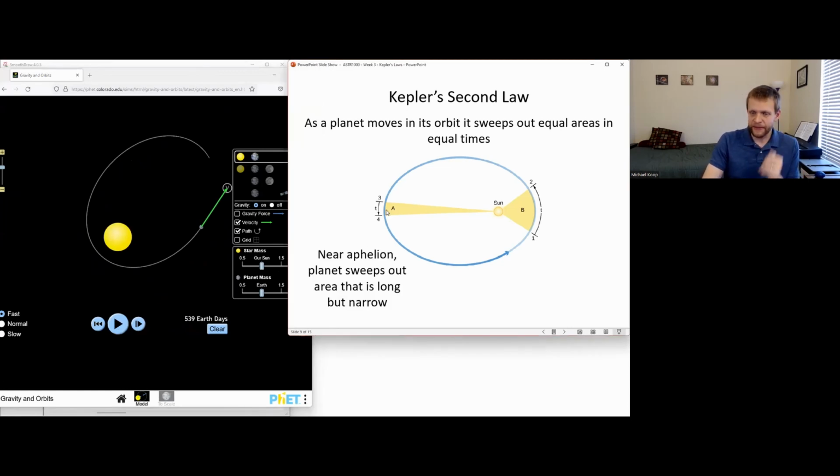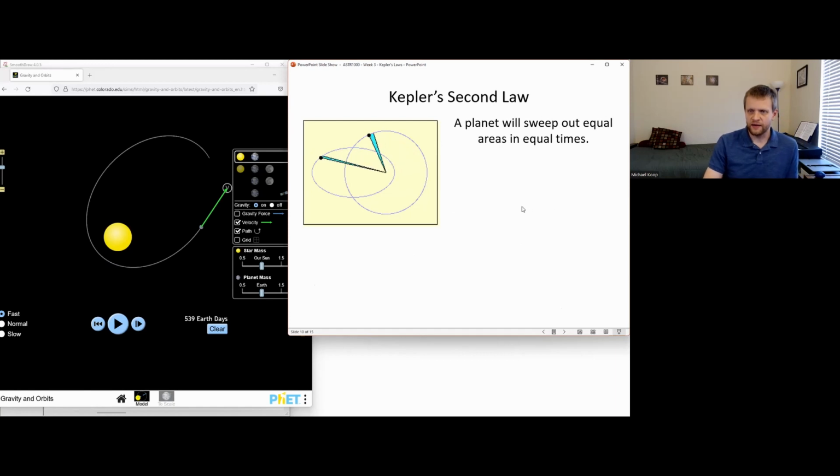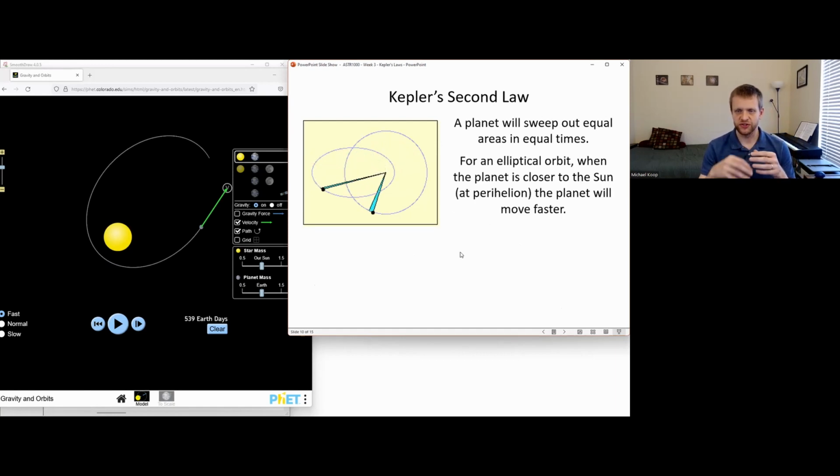So near the aphelion position, when you're furthest from the sun, the area that's swept out is narrow but long. Near the perihelion position, the area that's swept out is wide, but it's a shorter area. And that allows these two areas to be equal to each other. And this has a couple of interesting consequences. Again, for an elliptical orbit, when the planet is closer to the sun at perihelion, the planet's going to be moving faster.